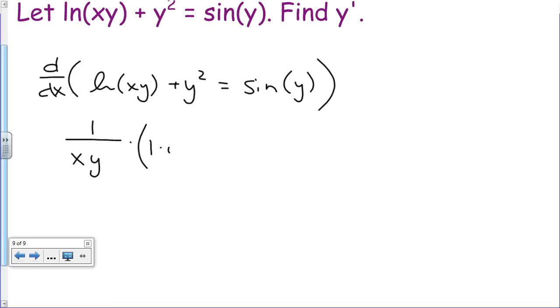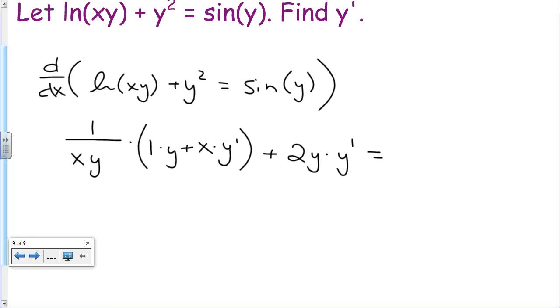Derivative of x is 1 times y plus x times the derivative of y, which is y prime. There's the derivative of natural log of x times y. We're going to add that to the derivative of y squared, which is 2y times y prime, again following chain rule as you take that derivative.